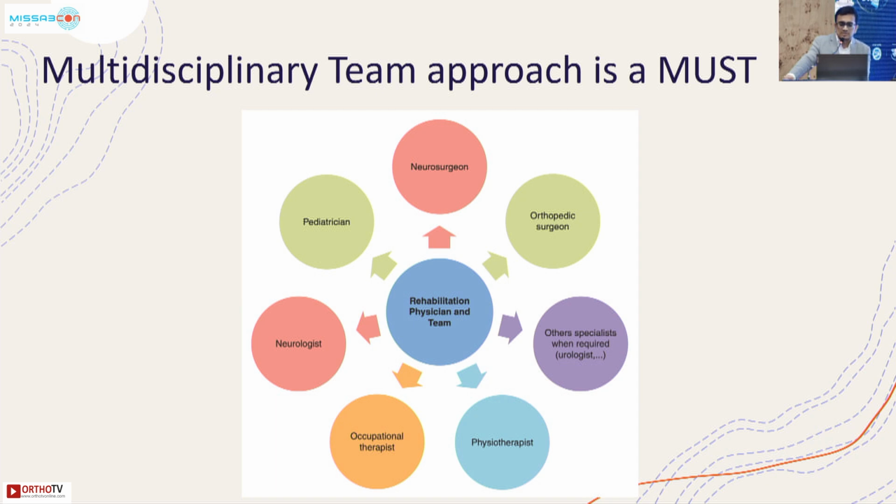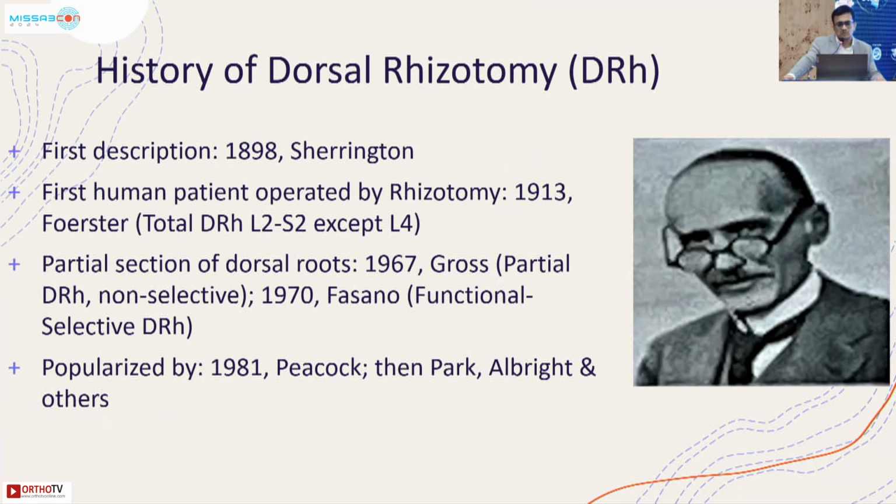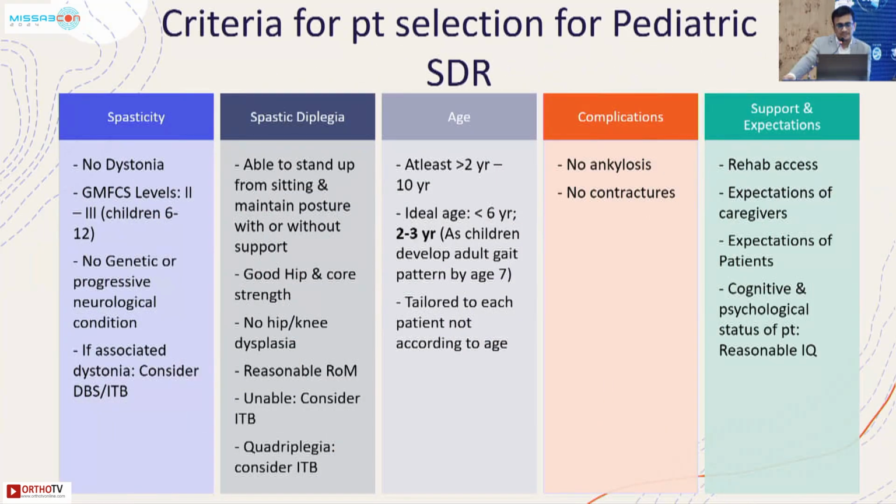So it is a multidisciplinary team approach, very important in decision making and successful procedures, which involves neurosurgeons, neurophysicians, pediatricians, orthopedic surgeons, physiotherapists, occupational therapists, and more. I'll not go into the details of the history of rhizotomy, but basically the initial experiments were by Sherrington in decerebrate cats, and from that it was evident that rhizotomy helps in reducing spasticity. Later on, the gentleman shown in the picture, Forster, was the first to operate on a human with rhizotomy.